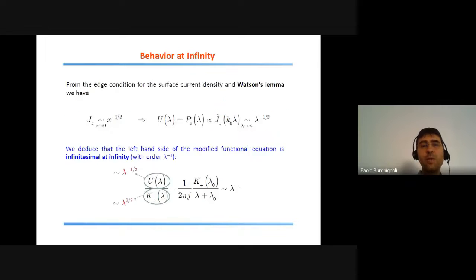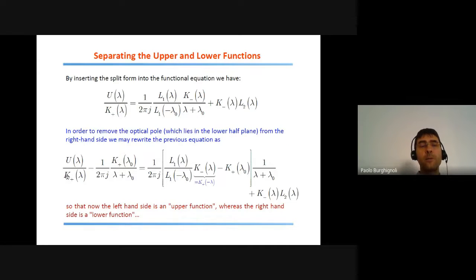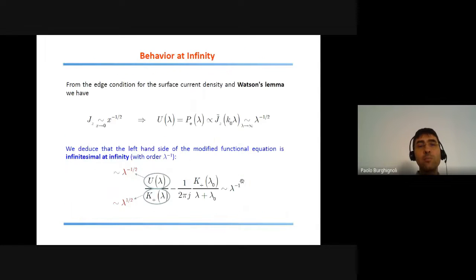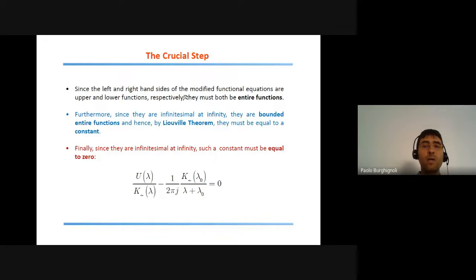We had a functional equation, this one, in which the left-hand side is an upper function that is analytic in the upper half plane, and the right-hand side is a lower function that is analytic in the lower half plane. But those two sides are equal, as the equation tells us, so they must both be upper and lower functions simultaneously. So they are analytic everywhere, so they are entire functions of the complex variable lambda.